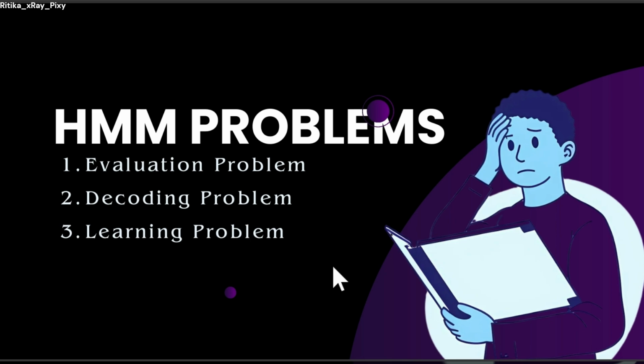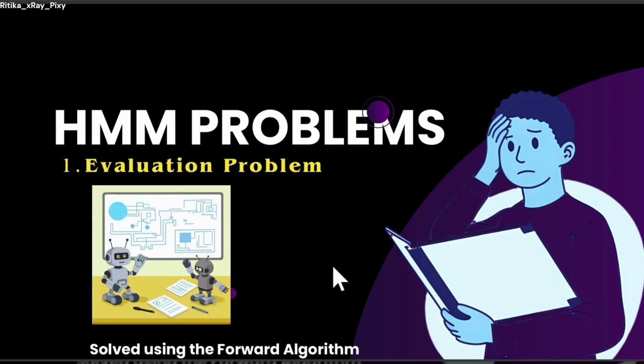The first problem that we face is the evaluation problem. It means we are given a model and an observation. In the evaluation problem, we have to compute the probability of the observation sequence, and this we can do using the forward algorithm.